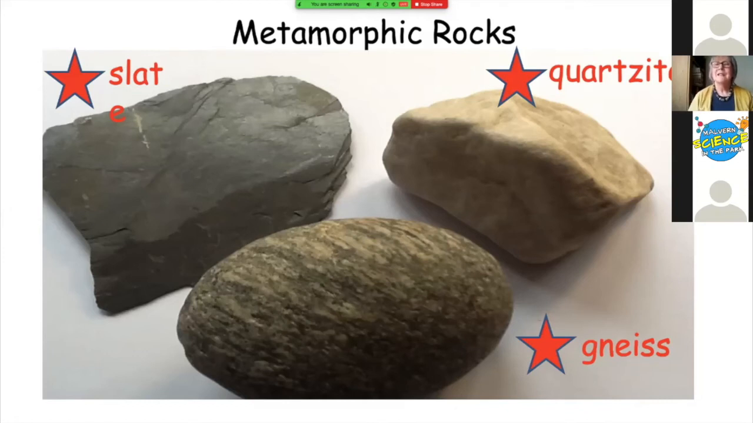Then on the right-hand side at the top is the metamorphosed sandstone, which is a quartzite. And then down at the bottom is the gneiss, which is a metamorphosed granite. And as you can see, although it's got lines going across this particular specimen, it's still got the original minerals from that granite. You can see the dark biotites, you can see the feldspars, and you can see the glassy quartz.